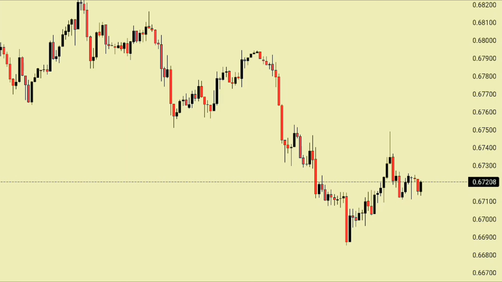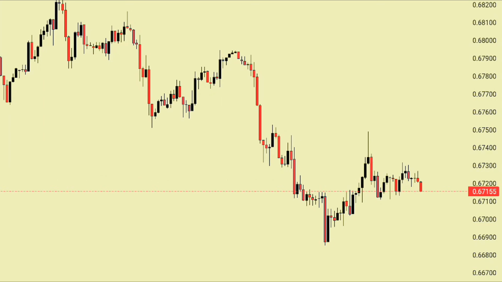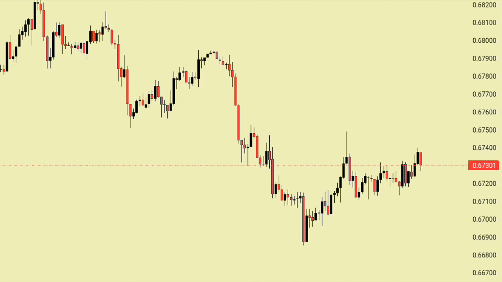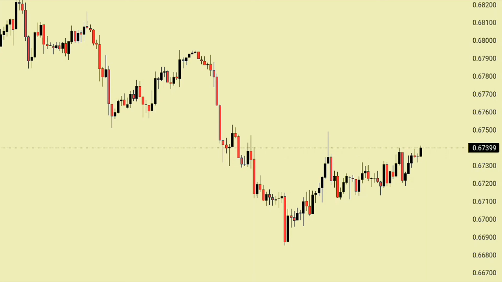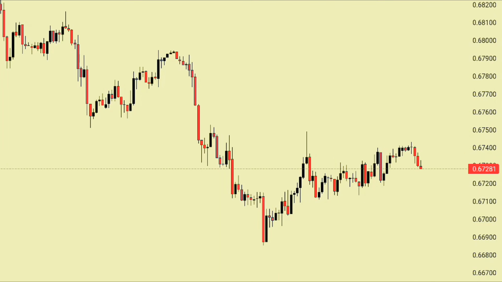We will study market structure, liquidity engineering, breaker blocks, order blocks, inducement, and finally, how to execute a high-probability sell trade from premium price levels down to sell-side liquidity. Everything you will see is marked clearly on the chart, so stay with me till the end.